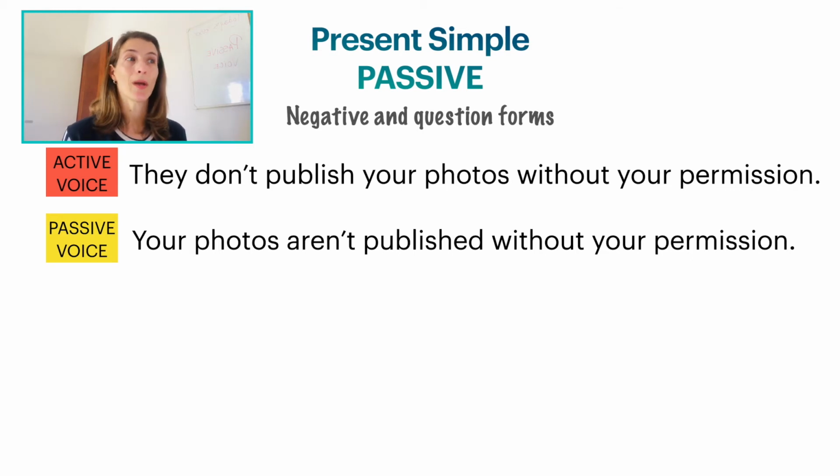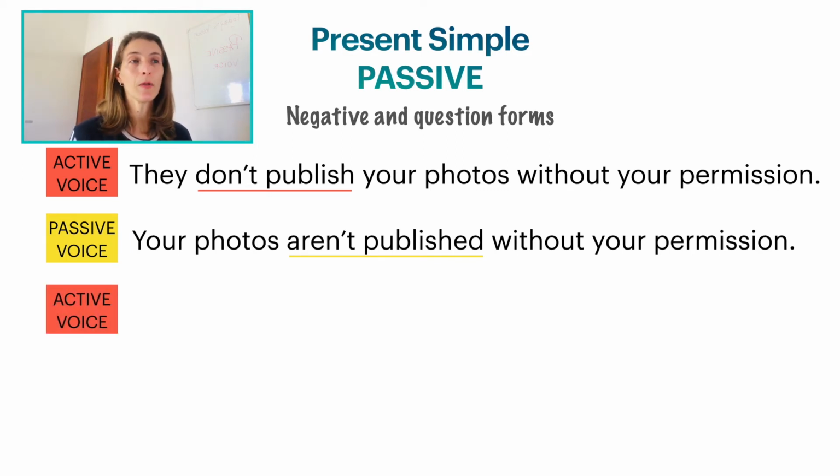Okay? So, in this case, ¿qué hacemos para negar? ¿Sí? Para indicar la negación, ponemos en negativo el verbo to be. Okay? So, we have from don't publish, aren't published. Okay? We simply make the verb to be negative. Okay? Good. Now, another example with a question.